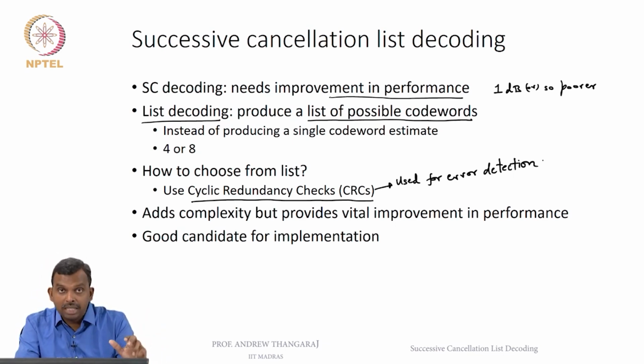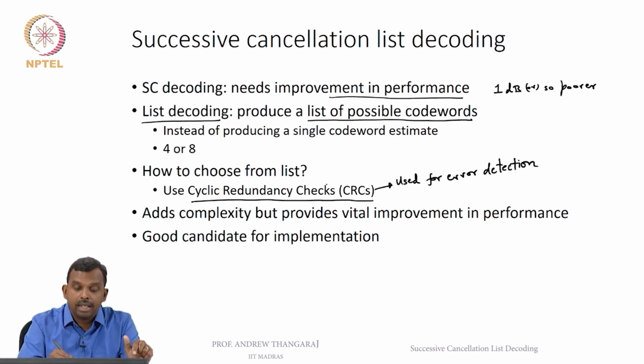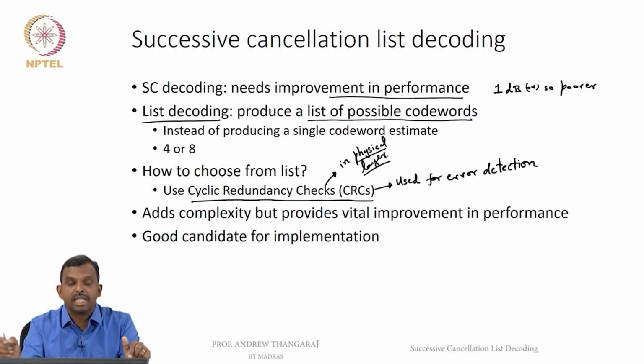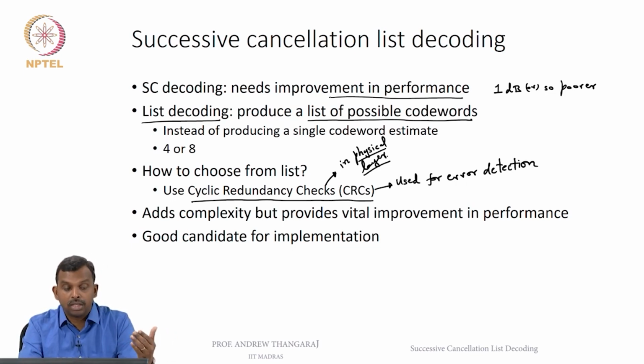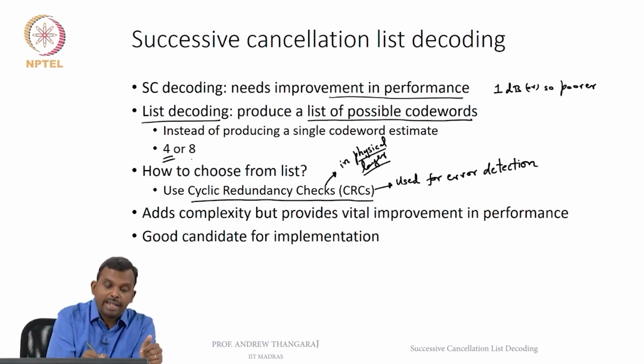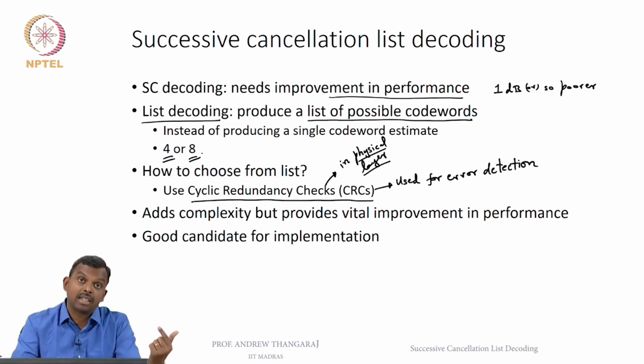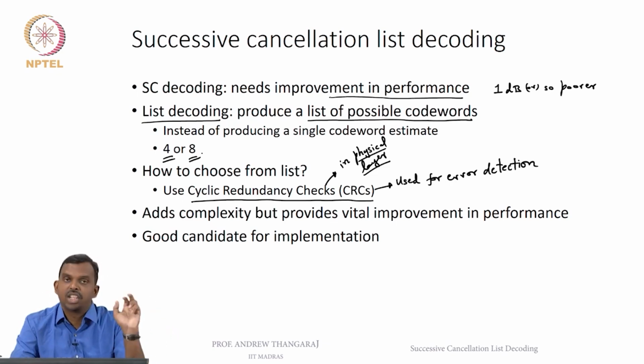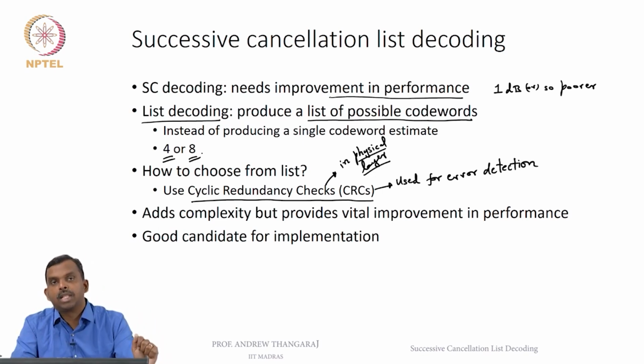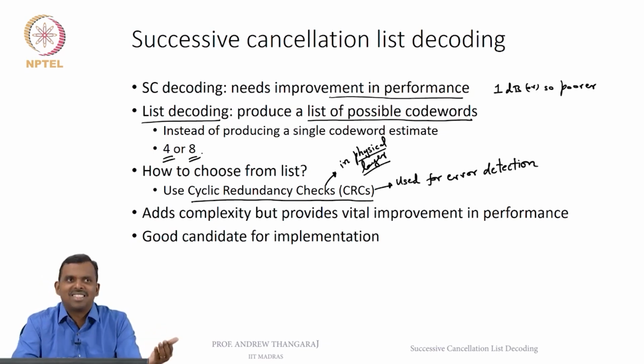So, when you do list decoding, you use the CRC in the physical layer. How do you do it in the physical layer? In the physical layer itself, you check for the CRC. You have your decoders now producing a list, maybe 4, maybe 8 code words. You check whether any of these 8 code words pass the CRC check or not. If they pass the CRC check, then you accept that code word alone. Otherwise, if none of them pass the CRC check, you are in trouble, and if more than one pass the CRC check, also you are in trouble.